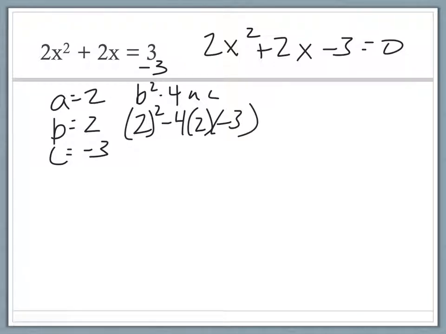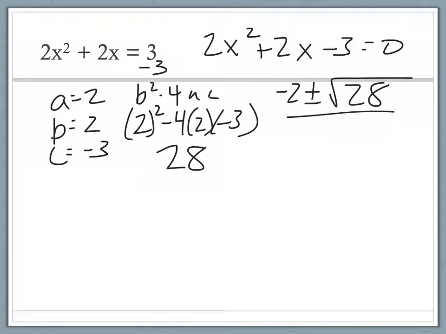Okay. Now plug that directly into our calculator, and we're going to get 28. Okay, so now let's go ahead and plug that into the quadratic formula. Opposite of b, so -2 plus or minus the square root of 28 all over 2 times my a, which in this case is 2 again.